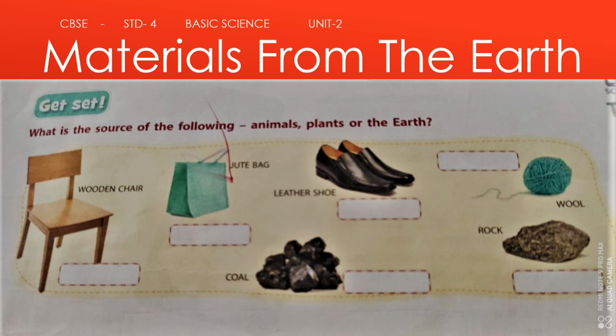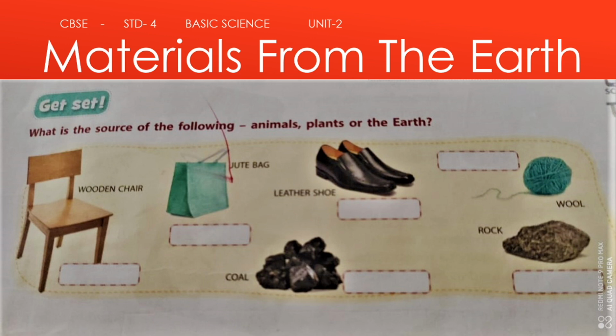This is CBSE textbook, Standard 4, Unit 2, Materials from the Earth. Look at the screen. Here you can see different items. Some are from plants, some are from animals, and some from the earth. We have to classify them.